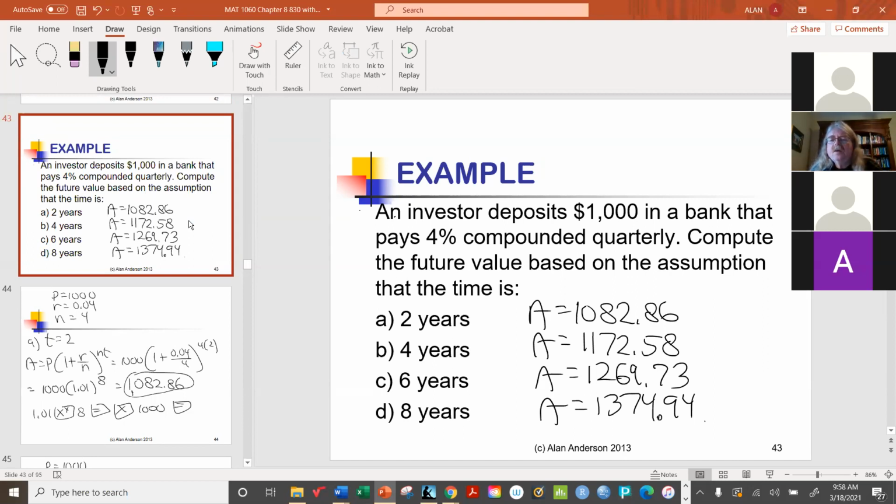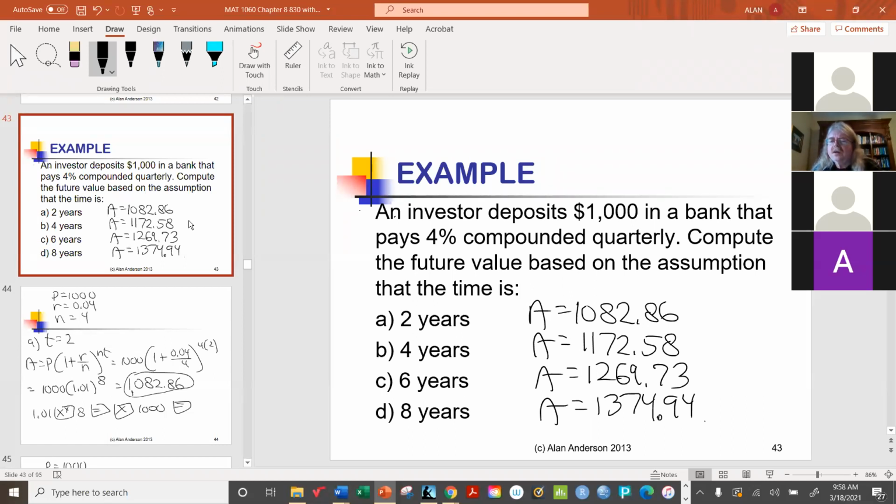So anyway, it's important to not only understand how to use the formula, but to see how the interest rate, the time, and the compounding frequency all affect the amount of money we'll have in the bank. And of course, if you'd started out with $10,000, each of these numbers would be 10 times as large as it is now. So that also is, of course, a major consideration.